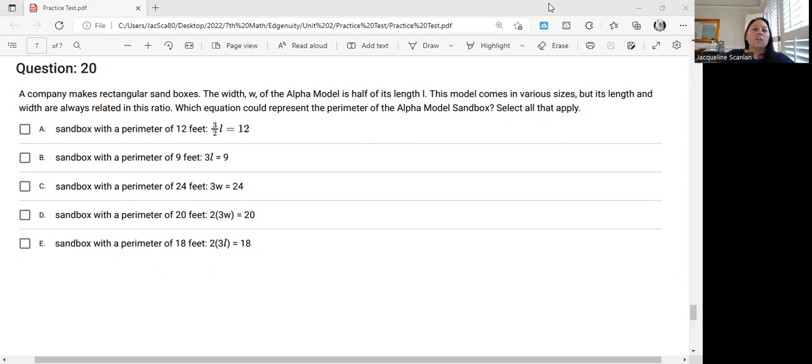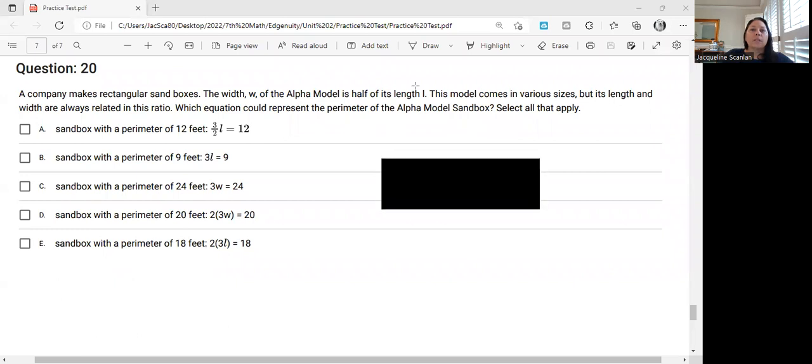In order for us to answer this question, we really need to draw ourselves that picture and figure out how we would go about calculating the perimeter. So just like the last problem, I'm going to draw a rectangle and label it with the appropriate measurements. It says that the width is half of its length, L. So I know that the length is L. I'm going to use a cursive L so that it doesn't look like the number 1. And I know that the width is half of that.